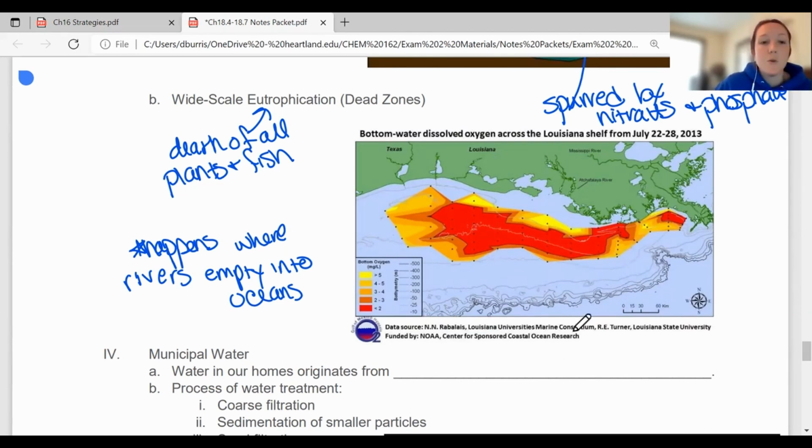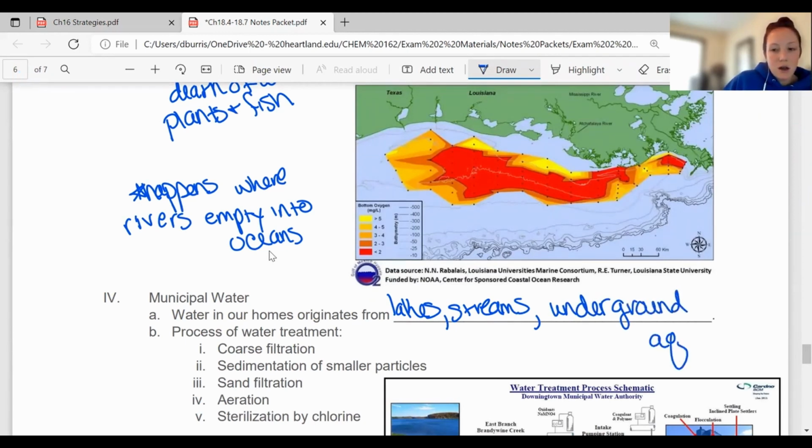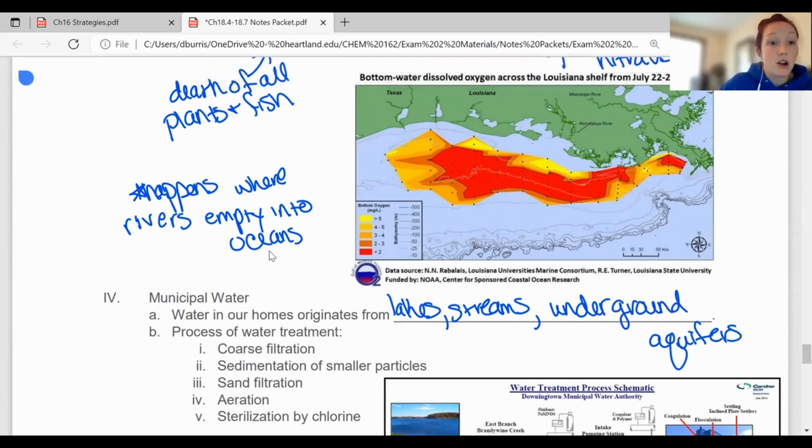Okay, so onto water that we drink, and that is municipal water. Water in our homes originates, and I already mentioned this earlier, from lakes and streams and groundwater. Another word for groundwater is aquifers, so underground aquifers. We actually sit on top of, or pretty close to, a very large aquifer, and that's where we get a lot of our water. My hometown is right over one of the biggest aquifers in the Midwest, which is kind of cool, and that's where we get a lot of our drinking water.